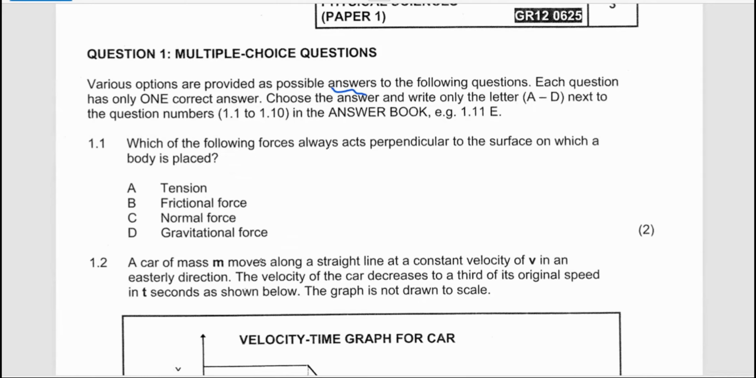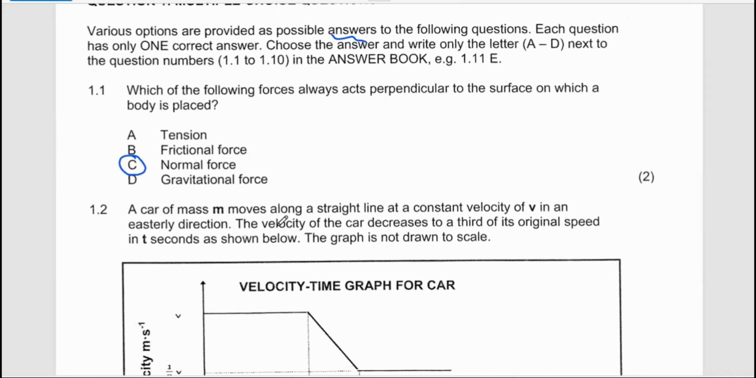Okay, 1.1. Which of the following forces will always act perpendicular to the surface on which the body is placed? So that is option C, which is the normal force. Tension, friction, gravitational do not apply. So number 1.1 is C.